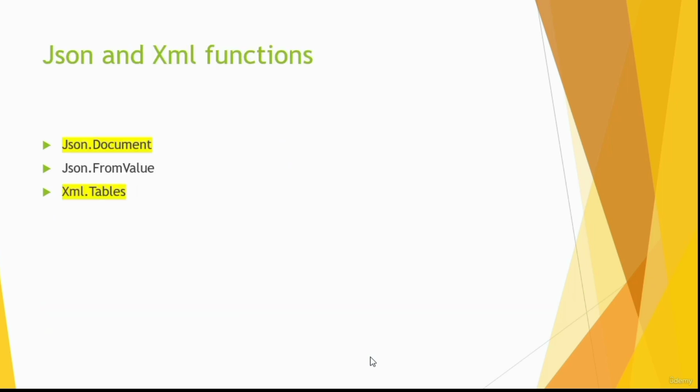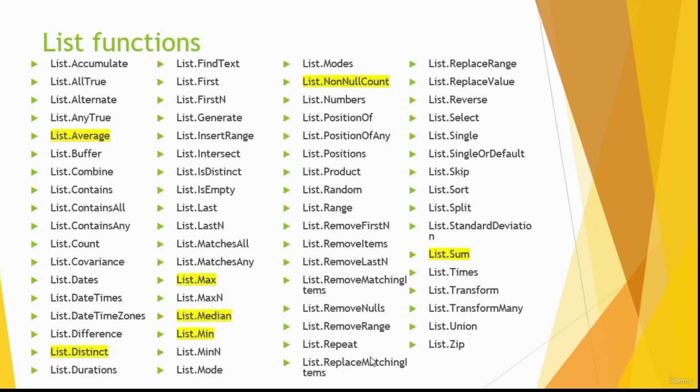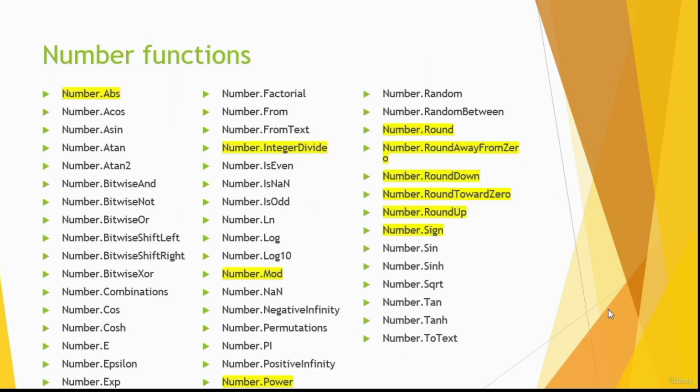Durations. JSON and XML functions I'm putting in there because we will be, towards the end of this part, opening a JSON and XML document. But you don't really need to know about these too detailed. Here are the list functions, and we've got things like the min, the max, the sum, the count, non-null count. Here are your number functions. A lot of these you can identify from Excel.